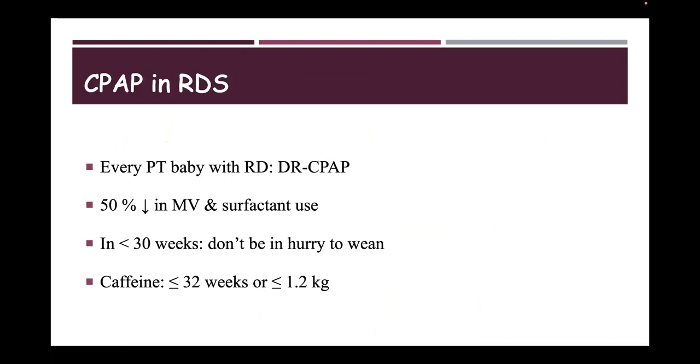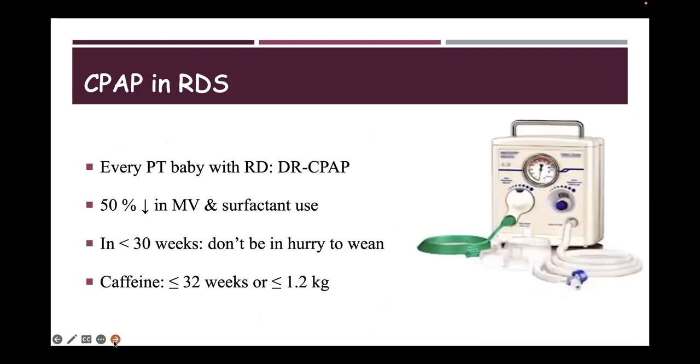In RDS, we usually start with a setting of 3, 4, 5. That is FiO2 of 30%, flow of 4, and CPAP pressure of 5. And then depending on whether there are retractions or not, we escalate the pressures. FiO2 is kept as per the desired saturation. And all babies who are less than 32 weeks should receive caffeine if they are requiring oxygen support.